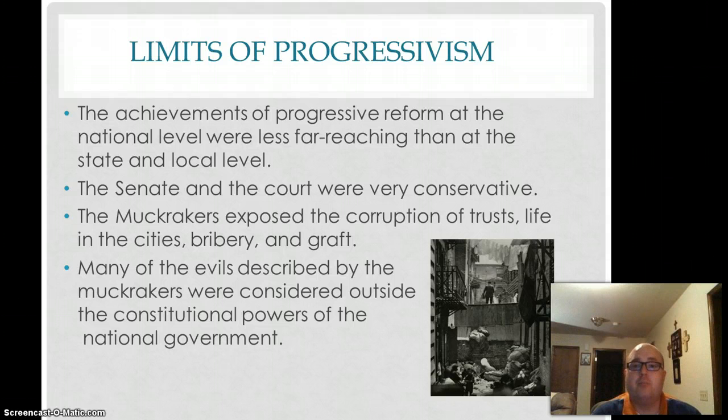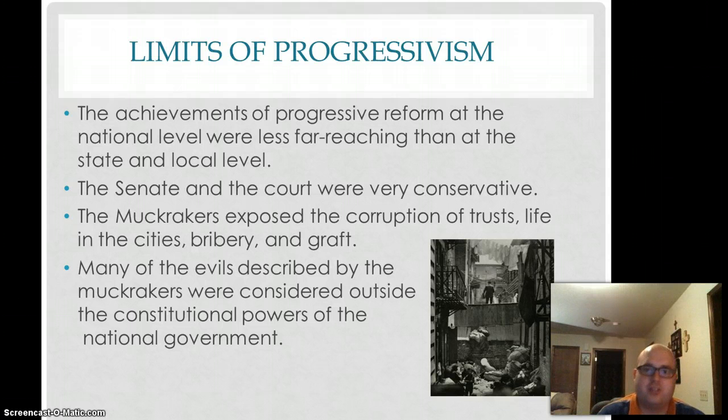The Senate and the courts were very conservative. Progressivism is a very liberal thing: helping the poor, changing society, giving people more rights. The Senate and the courts were not liberal, especially the Senate, because they didn't like the 17th Amendment, the direct election of themselves. They liked it the way it was, with big-money millionaires.